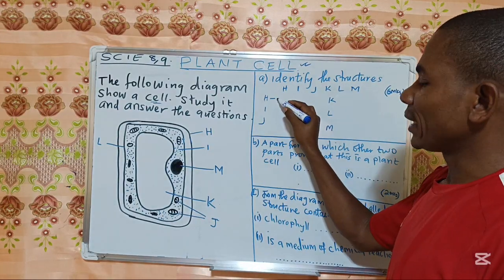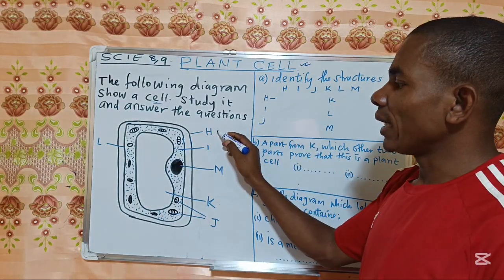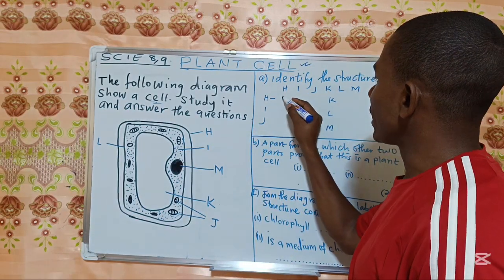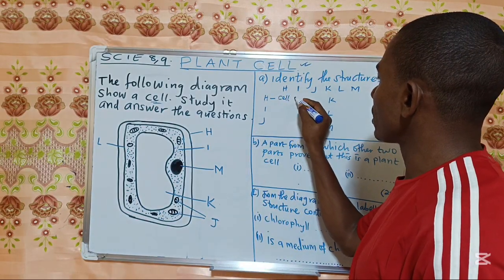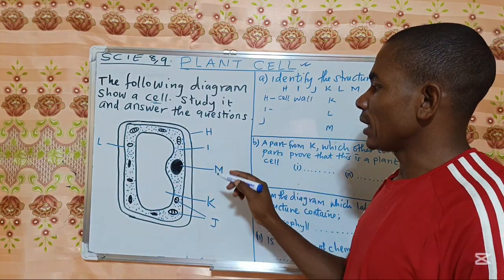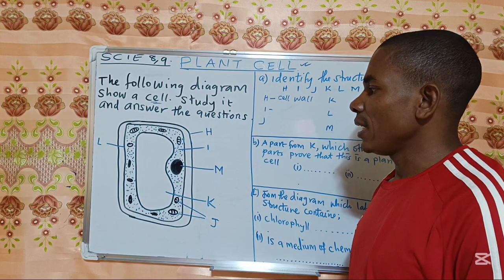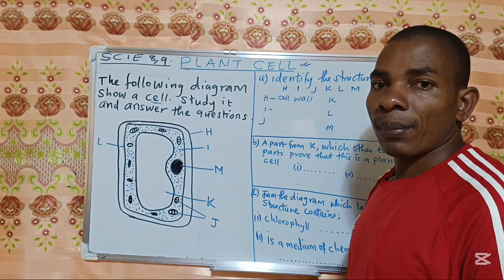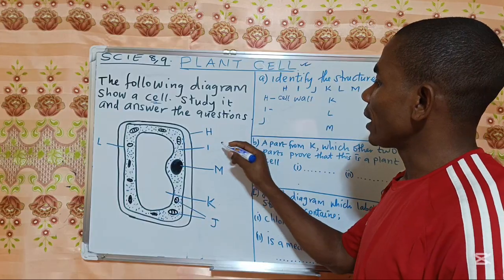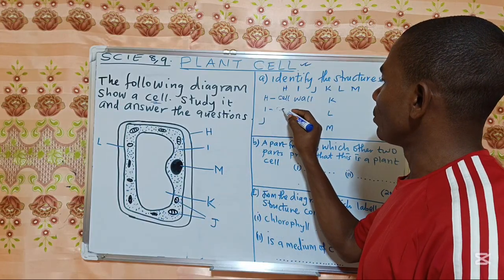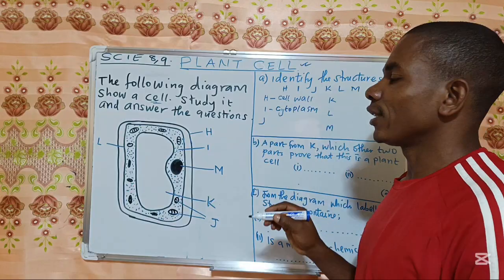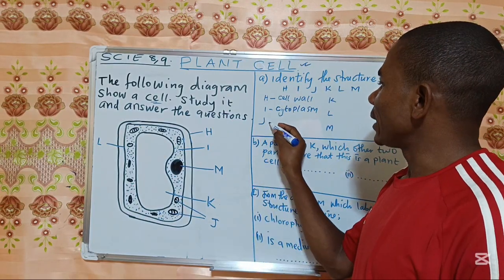So what is the part labeled H? The part labeled H is what we call cell wall. So I, what is the name of the part labeled I in a plant cell? The part labeled I is cytoplasm.